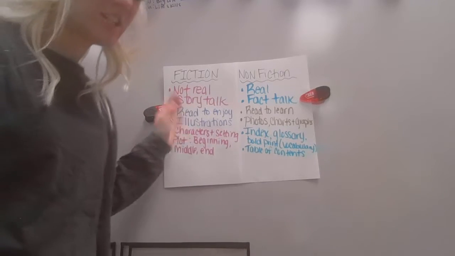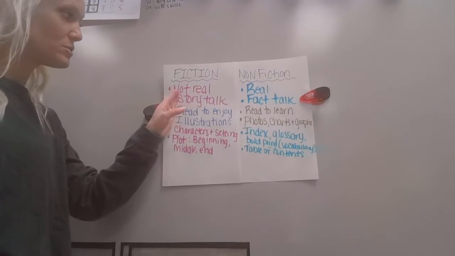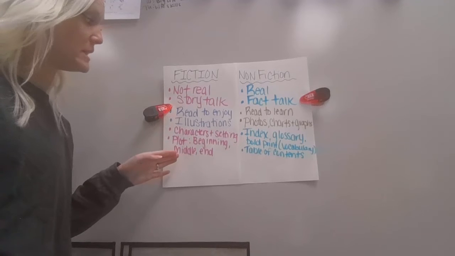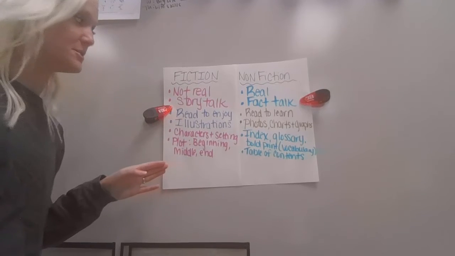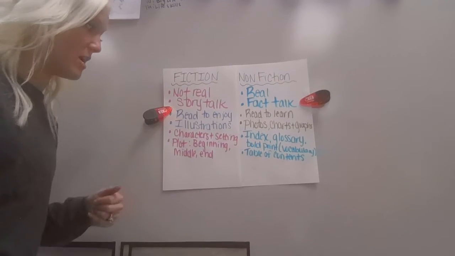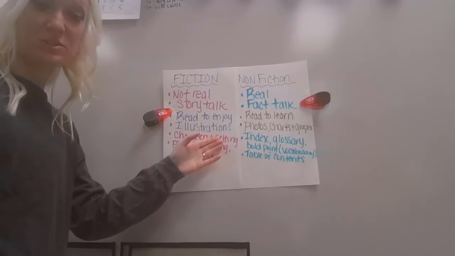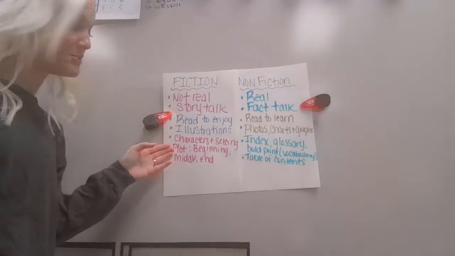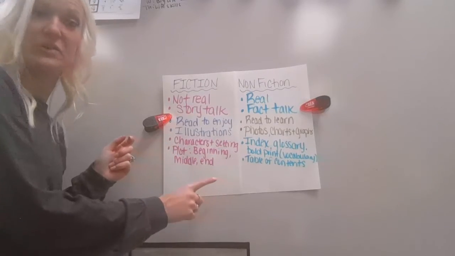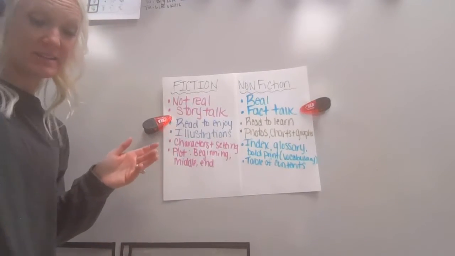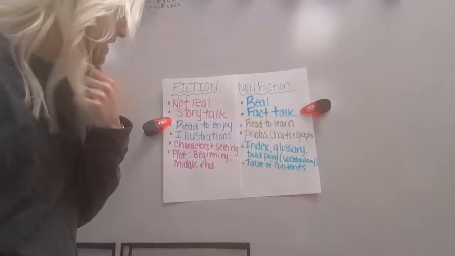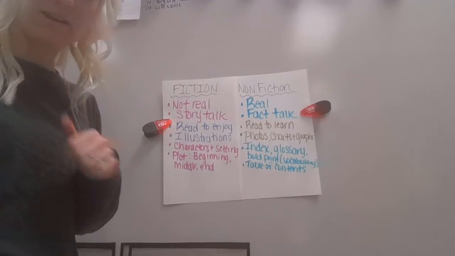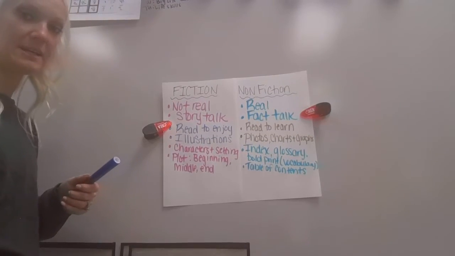So when we read a fiction book, if it's a real or if it's not a real story, and we have characters and it's story talk, and we read it to enjoy it, we have to read it in order. We have to read it from beginning, middle, and end, or else it wouldn't make sense. So we definitely are going to have to read in order.